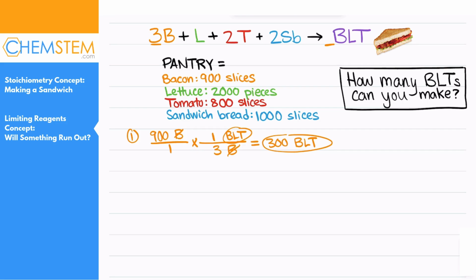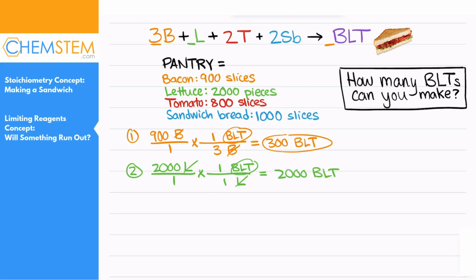So far, so good. Is there anything that's going to limit us, or is that the limiting? Let's find out. Now let's do the lettuce. For lettuce, I have 2,000 slices, so 2,000 L over 1. According to our reaction, I'm going to go from L to BLT using the 1 in front of L and the 1 in front of BLT. It's a 1-to-1 ratio because every BLT has just 1 slice of lettuce in this equation. And that's going to give us 2,000 BLTs.